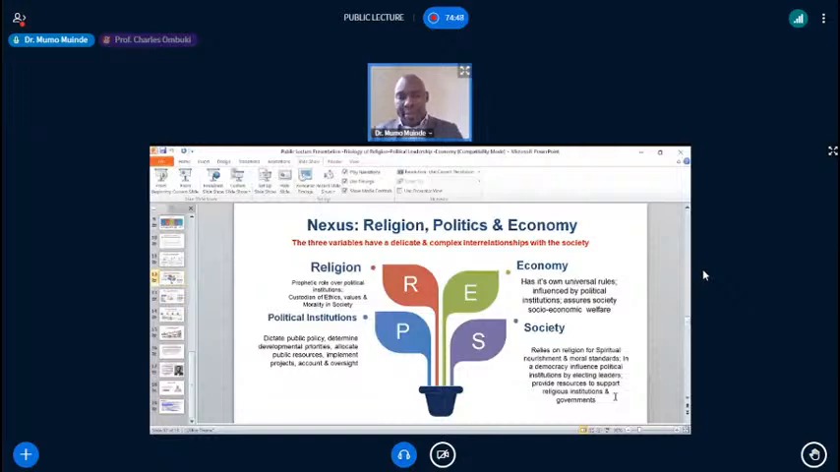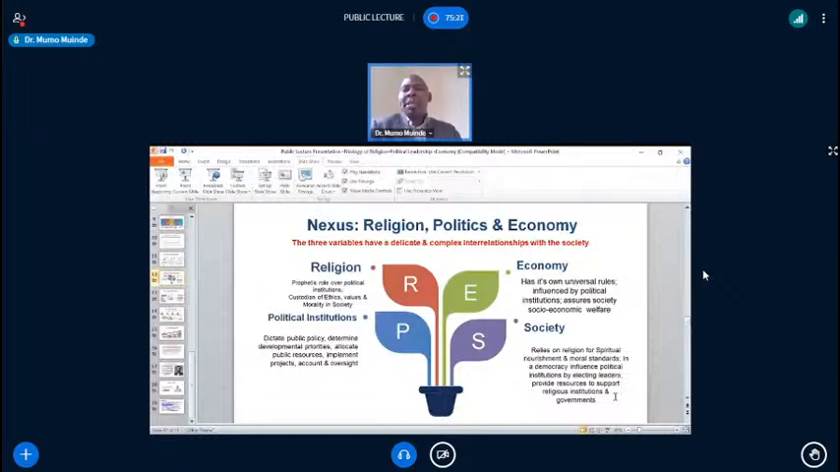So the economy underwrites all our socioeconomic welfare. None of us can get away from the economy, and this is very important. Now, how does the society plug in within that? The society is dependent on the economy at household level and at individual level. The society also diverts resources to support the government through taxes and levies, but it's also the one that gives back to the religious institutions.